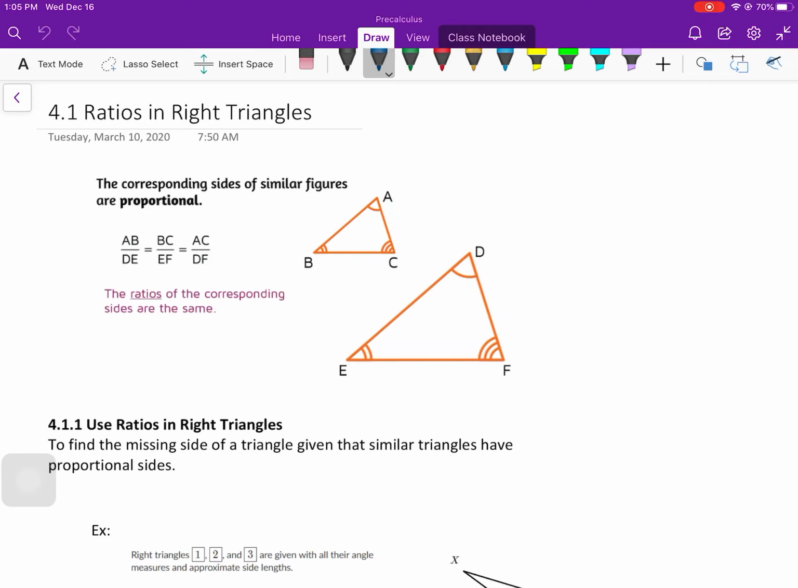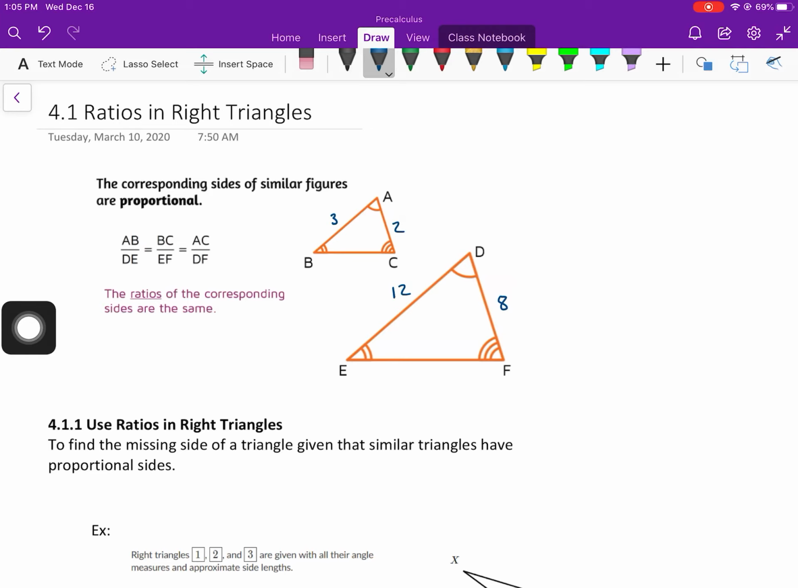And what's the idea? Well, let's just say AC is 2 and AB right here is 3. If this bigger triangle, which is similar, let's just say this was 8, that means that it's 4 times greater. DF is 4 times greater than AC because 2 times 4 is 8. So what would DE be? It would be 4 times greater than 3, which would be 12.